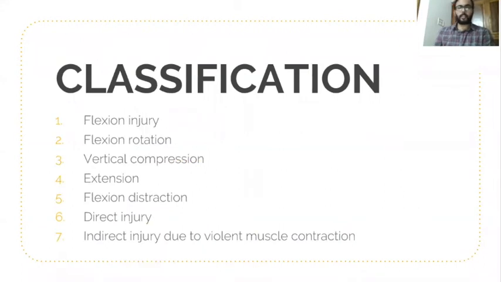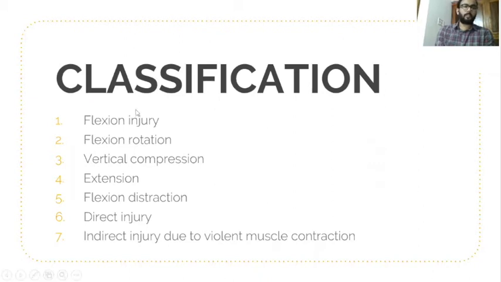Coming to the classification of spinal injuries, it actually includes a total of seven. One is flexion injury, second is flexion rotation injury, third is vertical compression injury, fourth is extension injury, fifth is flexion distraction injury, sixth is direct injury, and seventh is indirect injury due to violent muscle contraction. These are the classifications of spinal cord injury.